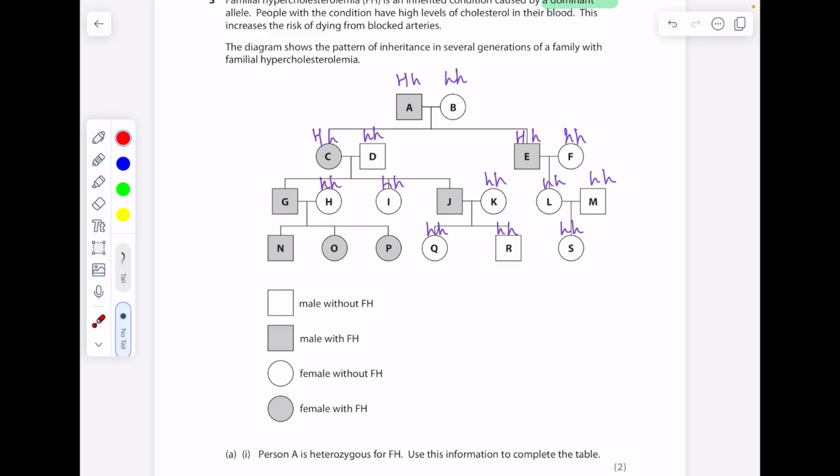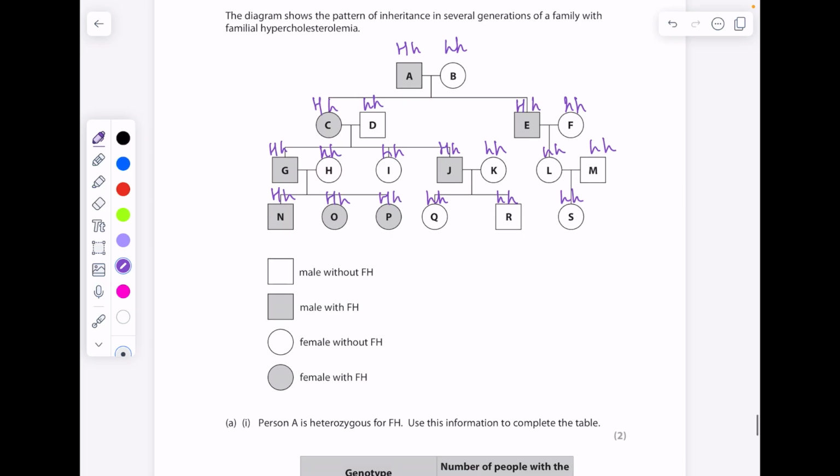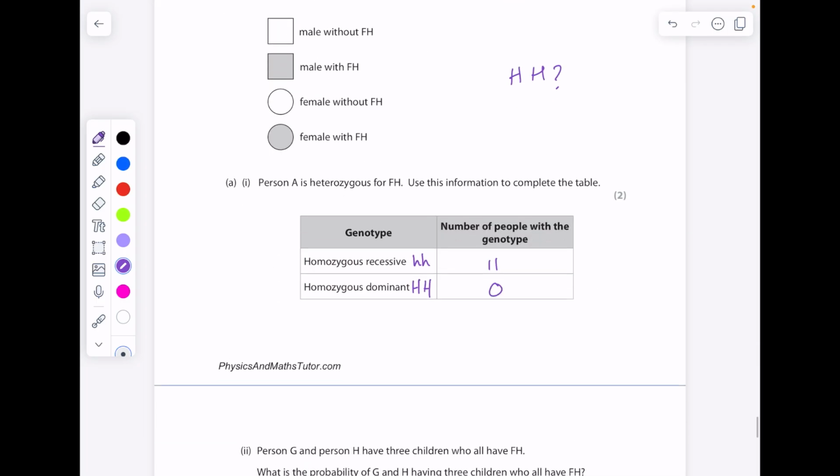Look, it's the same combination here, so I can immediately write that allele combination, that genotype, then working down to person N. They'll have inherited the lowercase h from their mum, the uppercase H from their dad in order to have the disease. The same is true for all 3 offspring. So actually, if you sit back and look, how many people have this genotype? Well, the answer here is 0.